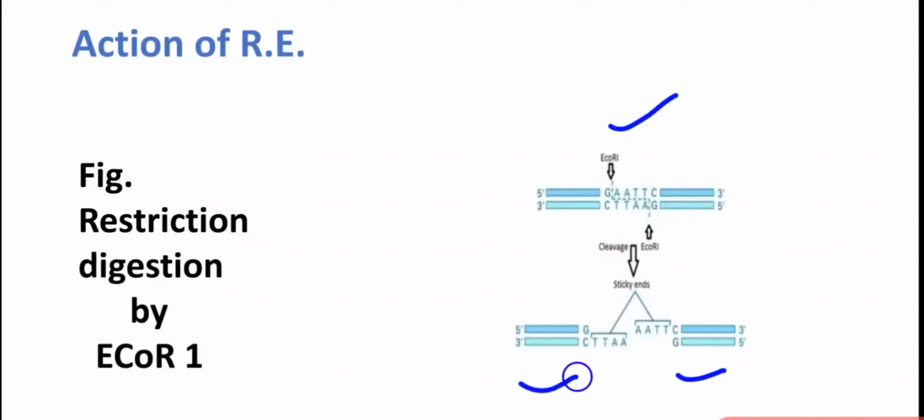There is an overhanging stretch, that is TTAA, and this TTAA, I am reading from 3'. If I read from 5' to 3', it will be AATT. These AATT are representing the sticky ends.